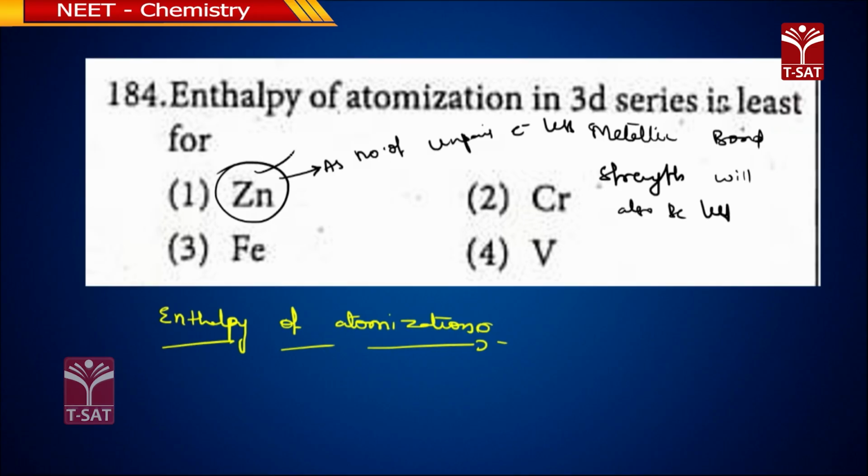When you take zinc, you don't even have any unpaired electrons. That's why zinc metal doesn't form a strong metallic bond. So, it forms a very weak metallic bond, and its atoms can be formed very easily with less energy. That's why the enthalpy of atomization of zinc will be very, very less. Okay, and next, this one.